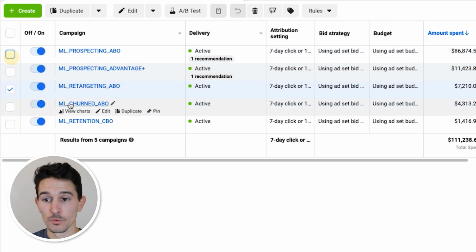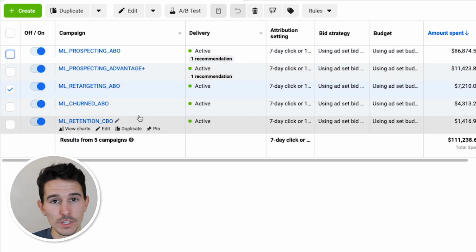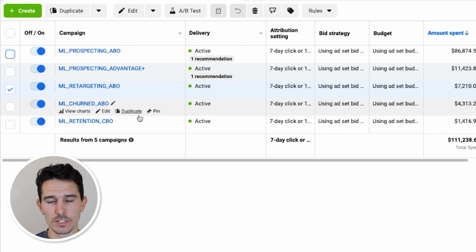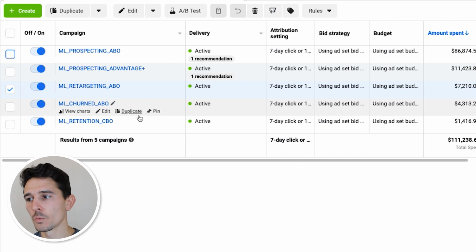Next piece, we have retargeting. Retargeting is really, really valuable. We still break out retargeting from prospecting and prospecting Advantage Plus. The reason we break it out is because we have unique goals for retargeting. We don't actually want to spend as much money in retargeting as we do in prospecting.